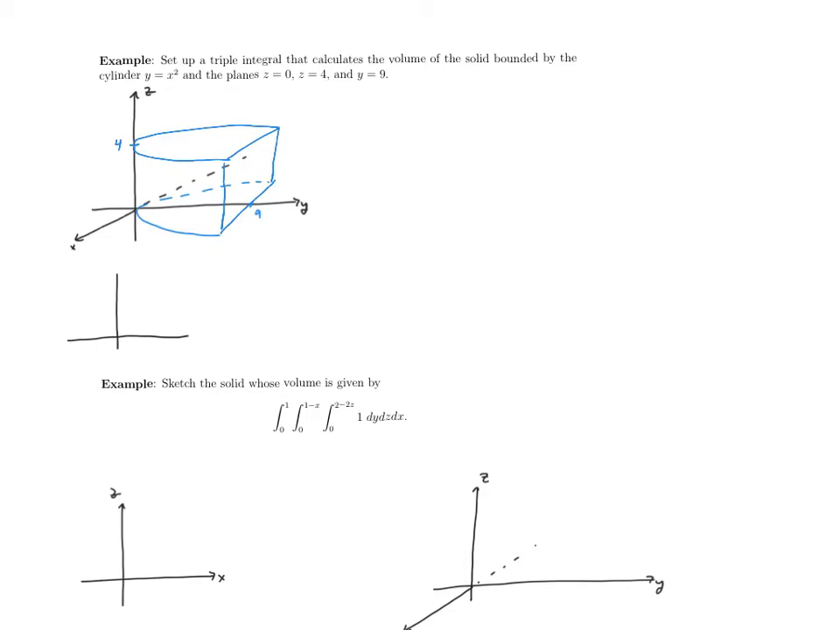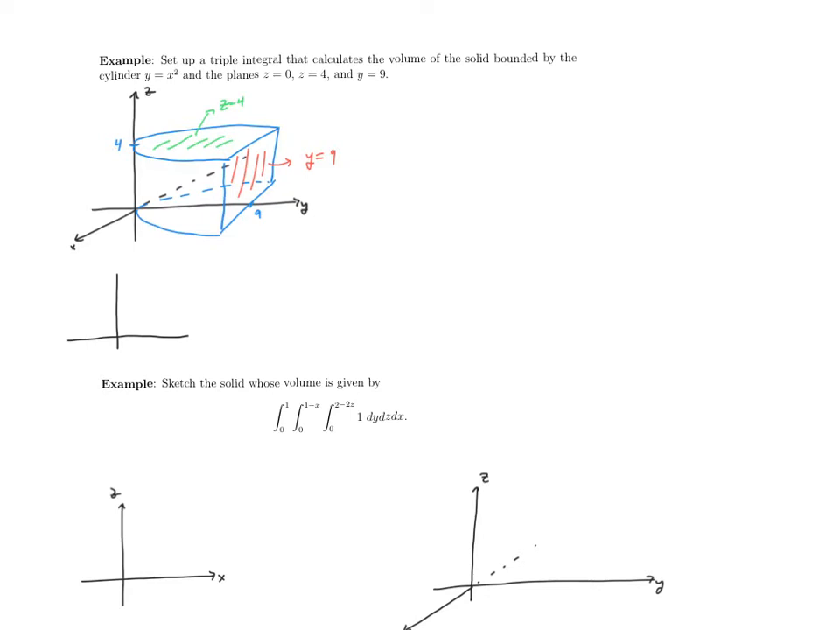And just to make sure we all see the individual surfaces, the right-hand side is y equals 9. The top is given by z equals 4. The bottom is z equals 0, and the left is made up of the cylinder, y equals x squared.